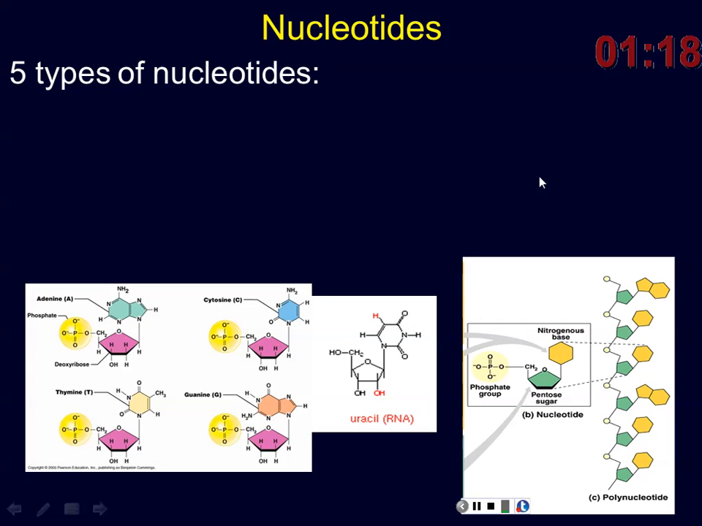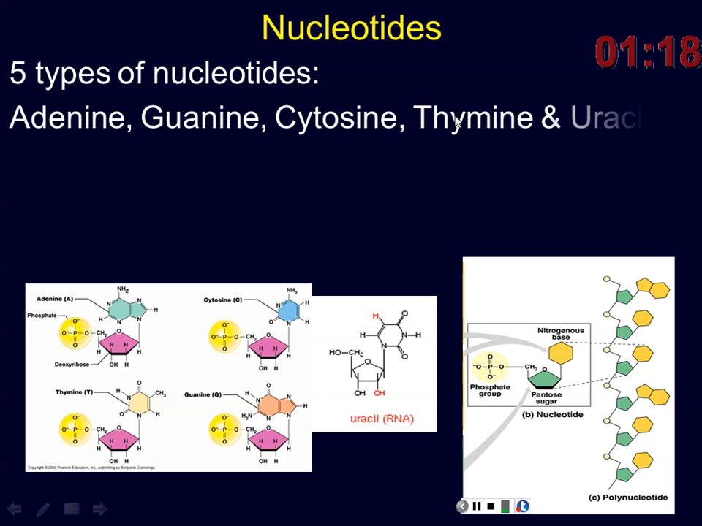There are actually 5 different types of nucleotides. You see them right here, they all have the same structure with regard to the phosphate. There are 2 different sugars involved, but they're very, very similar. Where these 5 nucleotides differ are the nitrogen bases right here in this area. And they are called adenine, guanine, cytosine, thymine, and uracil.